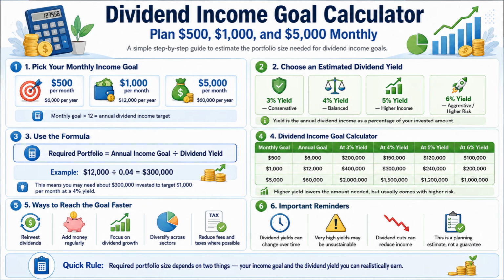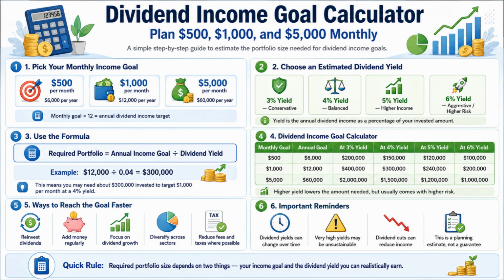On the other hand, to earn $5,000 per month, you may need about $2 million at a 3% yield, $1,500,000 at a 4% yield, $1,200,000 at a 5% yield, or $1 million at a 6% yield. However, higher yield is not always better. A higher dividend yield reduces the required portfolio amount, but it can also increase the risk.